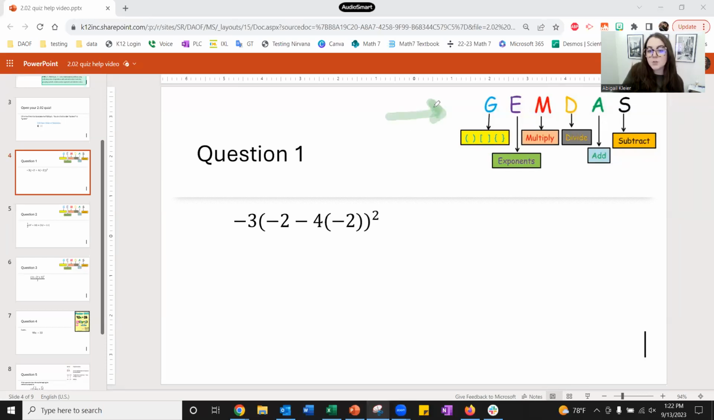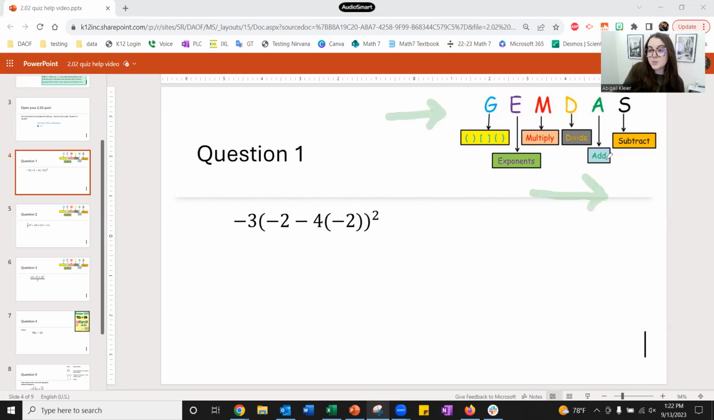Take a look at GEMDAS over here, and GEMDAS stands for grouping symbols, so that includes parentheses, brackets, absolute value bars. Next we have E, which is exponents. Then we've got multiplication and division. Now multiplication and division are the same step technically. You read those from left to right. So if division comes before multiplication, you would do division first if from left to right.